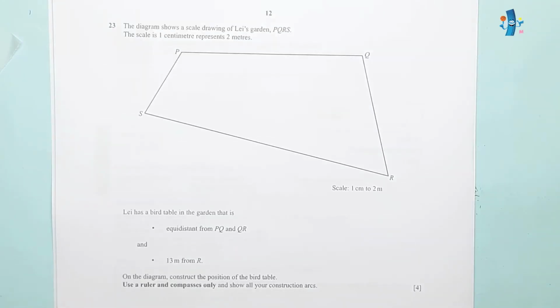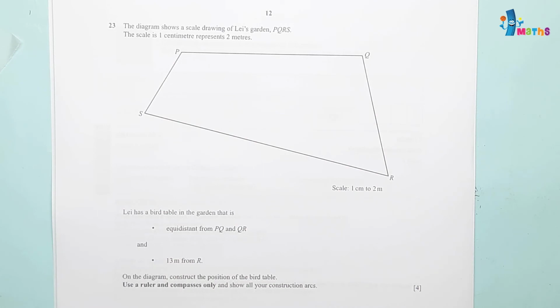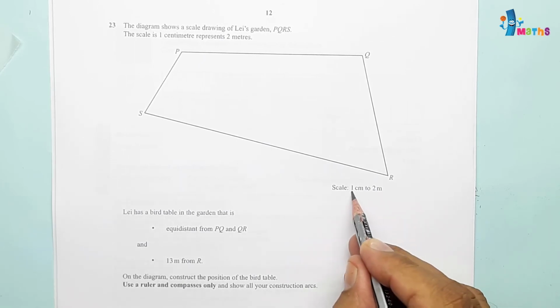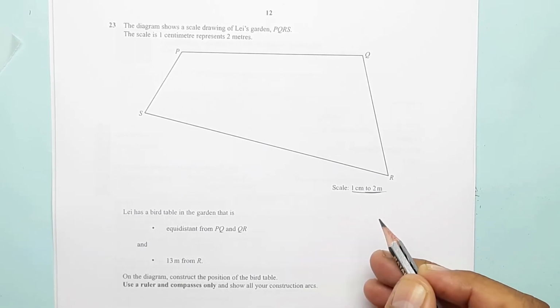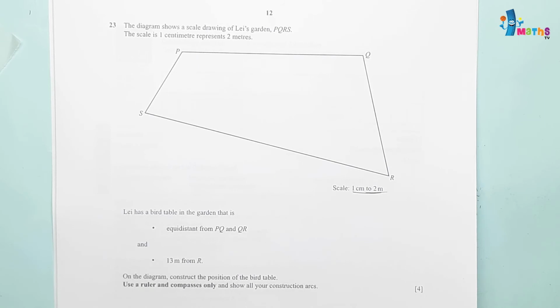Now the next question, which is 23. The diagram shows a scale drawing of Lee's garden, PQRS. This PQRS is the garden. The scale is 1 centimeter represents 2 meters. Lee has a bird table in the garden. It is equidistant from PQ and QR.